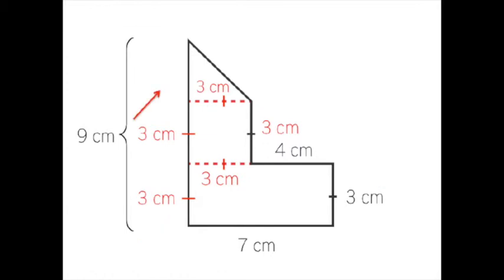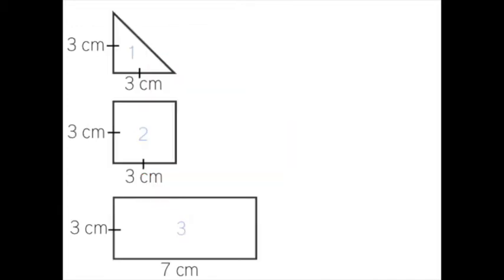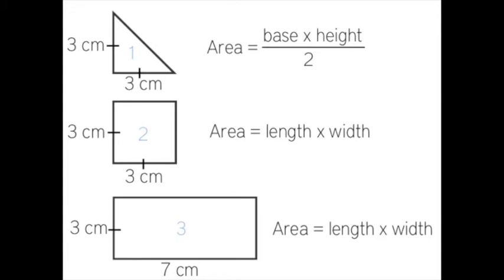Our last step is to find this missing side. We know this measurement must be 9 minus 3 minus 3, and therefore 3 centimeters. Now that we've found all the dimensions, we must calculate the area of each individual shape. Here's a reminder of the formulas.